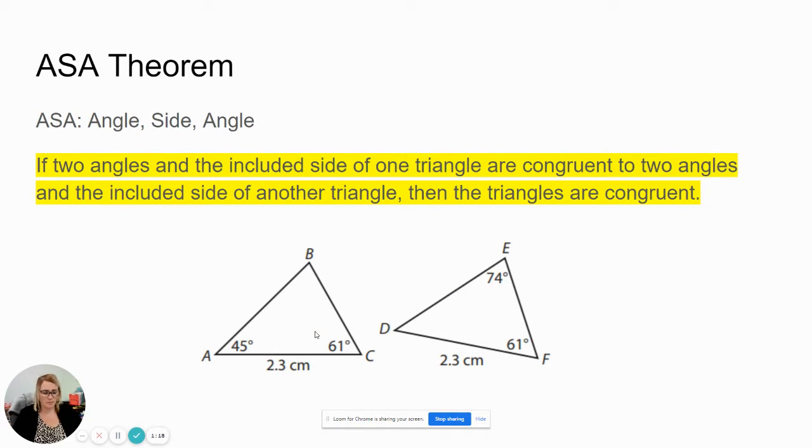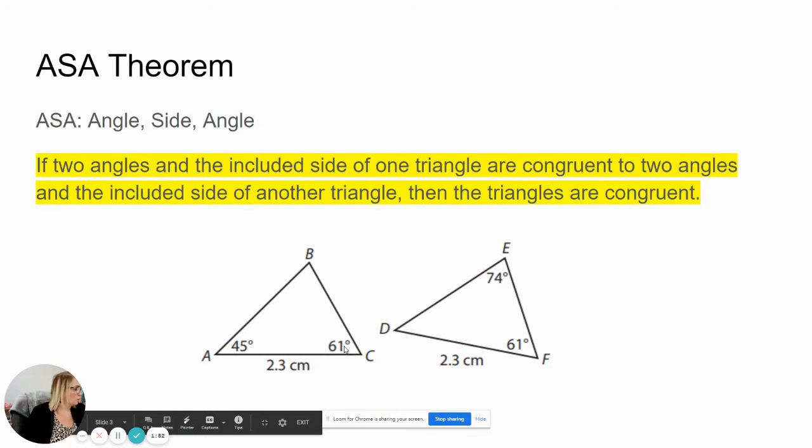You have to work a little bit backwards to be able to find it because we have to know for sure that this right here is 45 degrees. Yesterday we learned that we can subtract our degrees from 180. So if we take 180 and subtract 74 and subtract 61, we get 45. That tells us that we have a 45 degree angle, a side that's 2.3 centimeters, and a 61 degree angle on both sides.